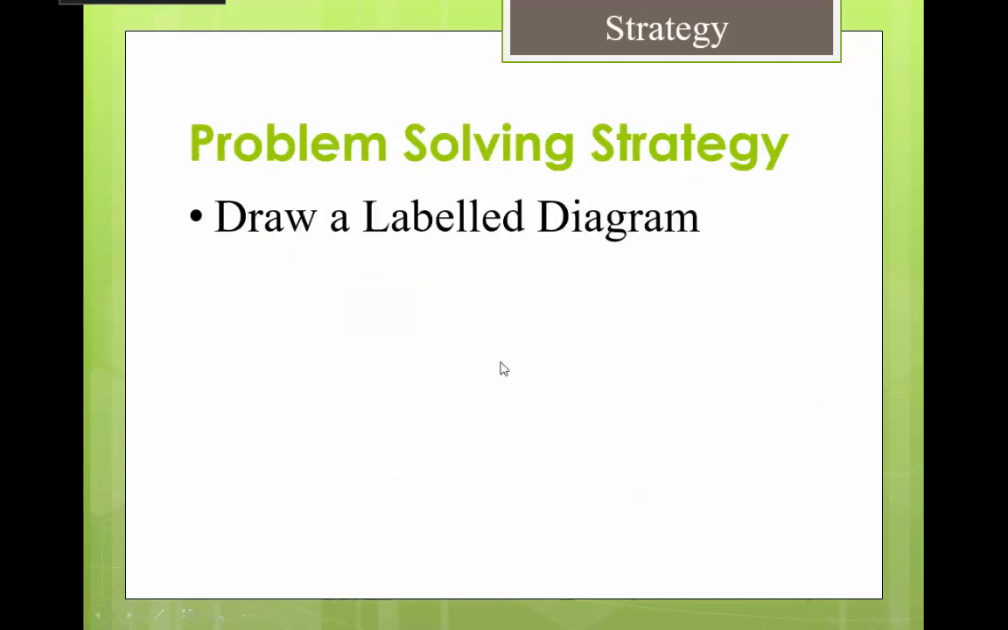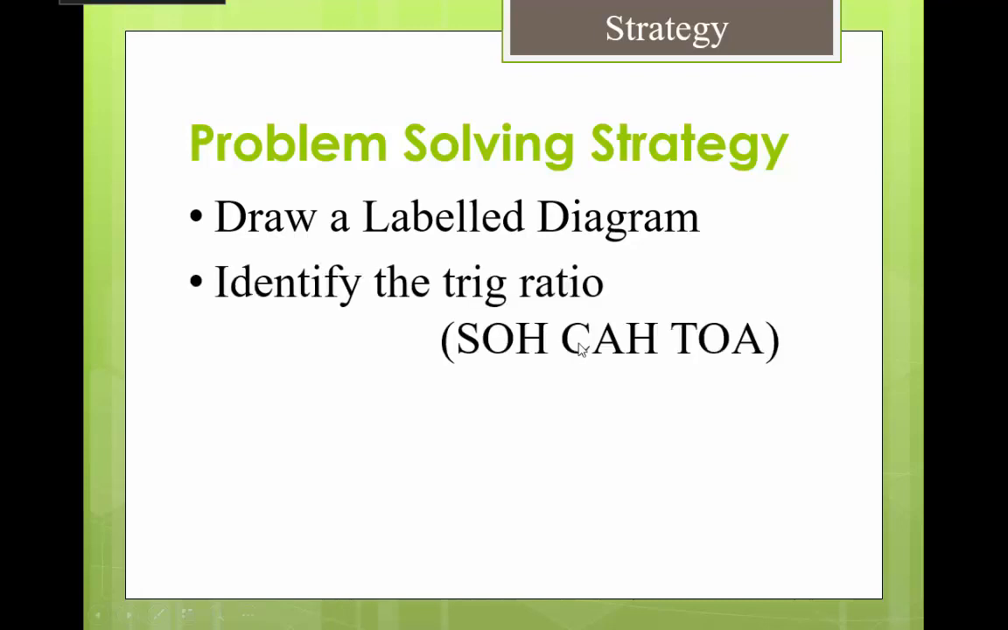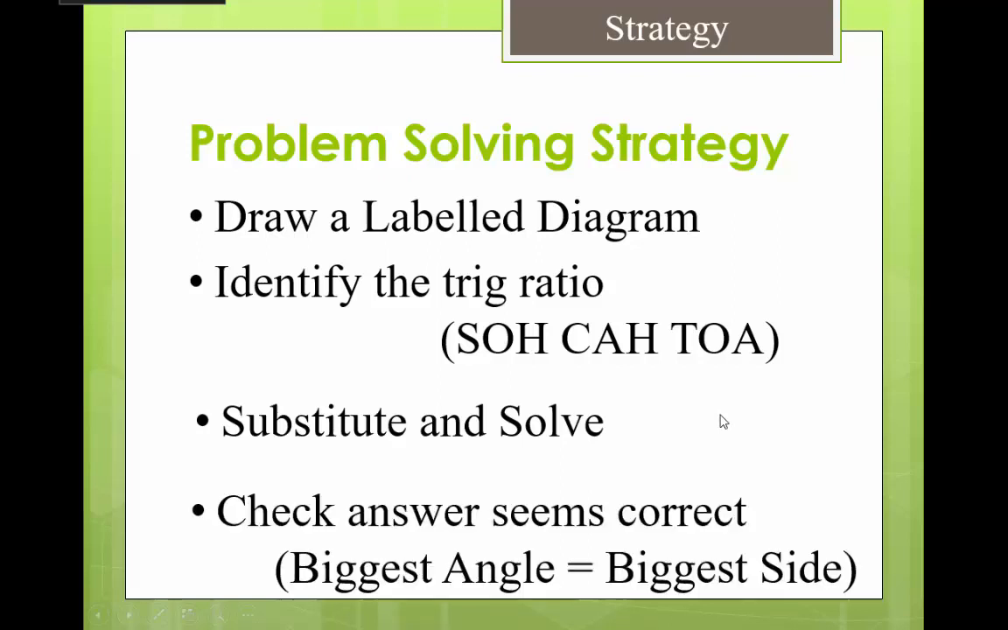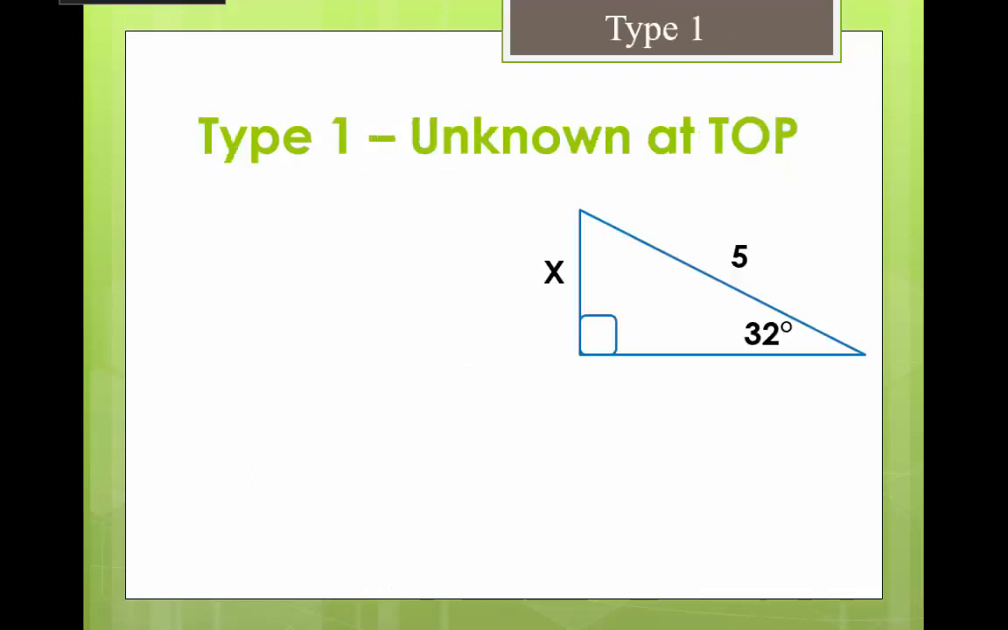Some problem solving strategies we're going to use for our trigonometry: we're going to draw a labeled diagram. We're going to identify the trig ratio, SOH CAH TOA. Then we're going to substitute that in and solve it using our algebra. Then we're going to make sure that our answer makes sense, okay? And the scenario should be, biggest angle should have the biggest side. We'll talk about that.